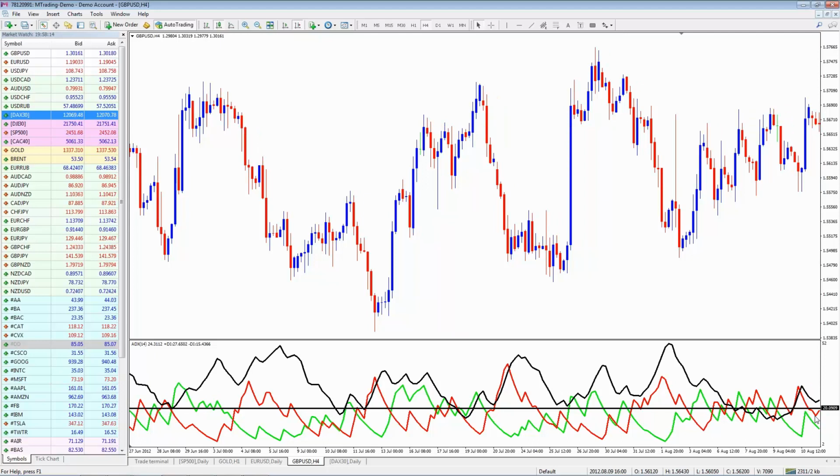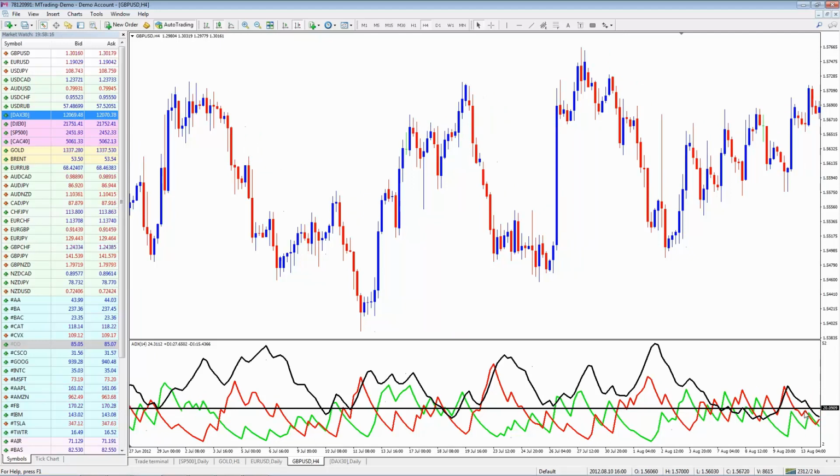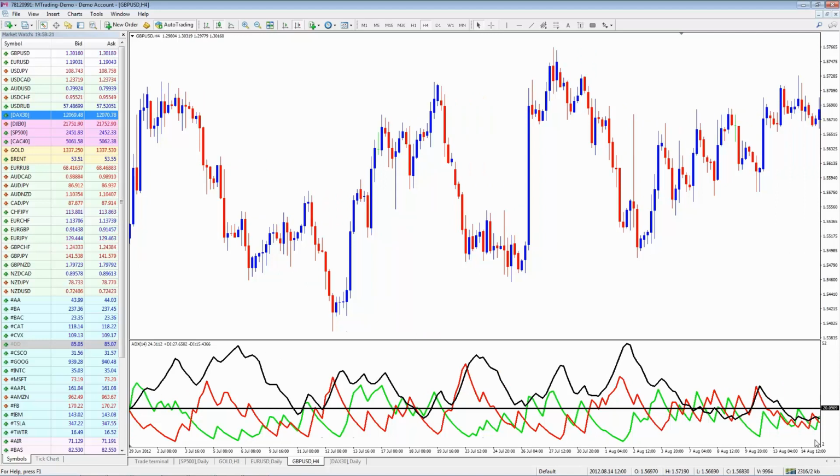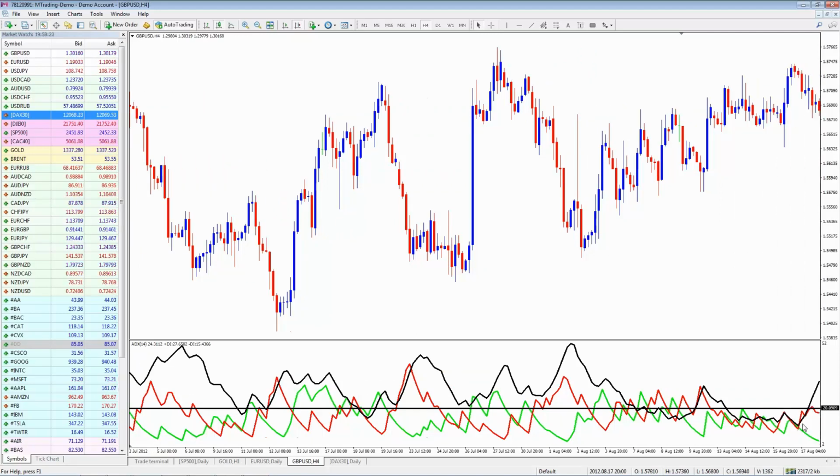So nothing significant, no significant gap there. Let's continue. Again, we're back within the range. Okay, we avoided this trade. Let's continue. So it stays above, there we go. So now we see a strong bullish ADX line.